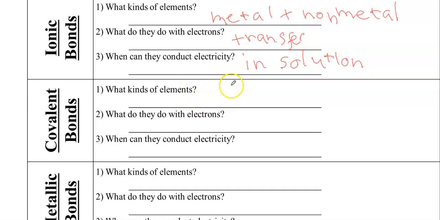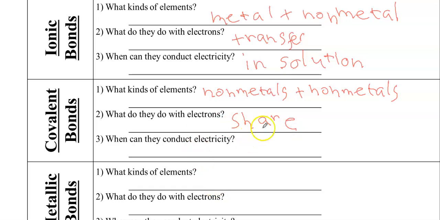For a covalent bond, what kind of elements are they? It's a non-metal with non-metals. Only non-metals. What do they do with their electrons? They share. Sharing is caring. Can they conduct electricity? No. Nope. When can they conduct electricity? They don't. Not good conductors. Never. They never conduct.